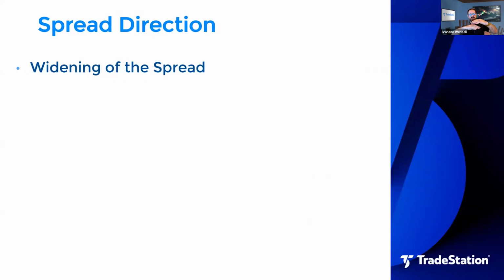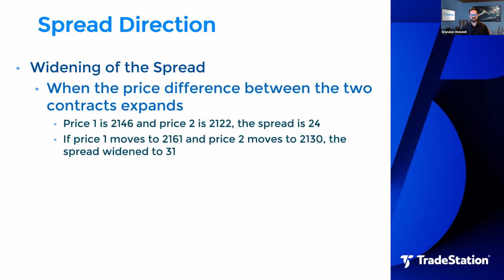If the difference in price between two securities goes further and further apart, we say the spread is widening. So again, another example, if we had 21.46 for the first security and 21.22 for the second security, you had 24 points between the two. If price number one moves up to 21.61 and the second one also moved up, but didn't move as fast, now we've got a wider spread and it's 31 between the two. So we can trade the difference. In that case, it would have been a profit of 7 points for whatever that security is worth.